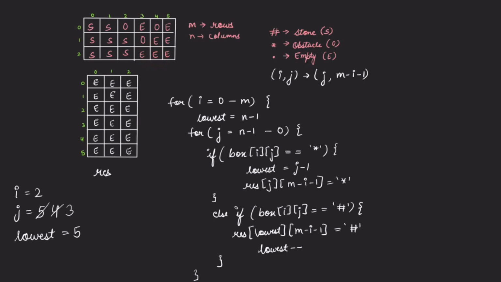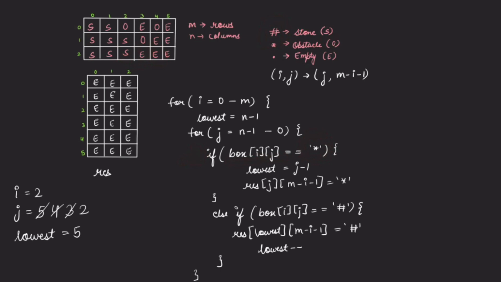j will be decremented by 1. The new index is 2 comma 3. Again at 2 comma 3 an empty cell is present, so again both conditions are false. j will become 2 now, so our indexes are 2 comma 2. Now you will see that at 2 comma 2 we have a stone present.